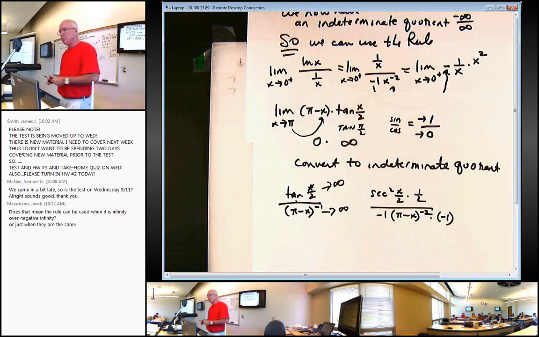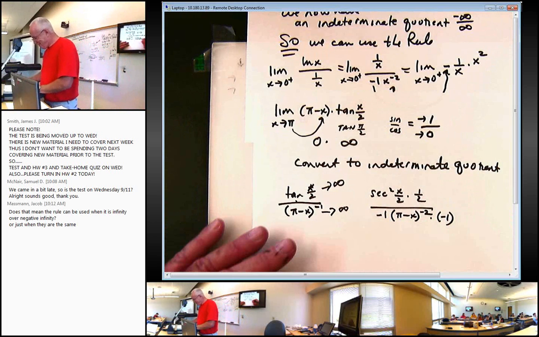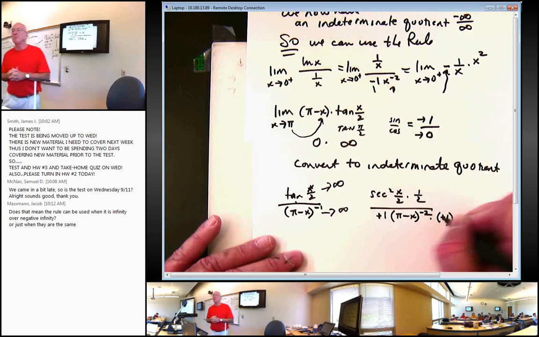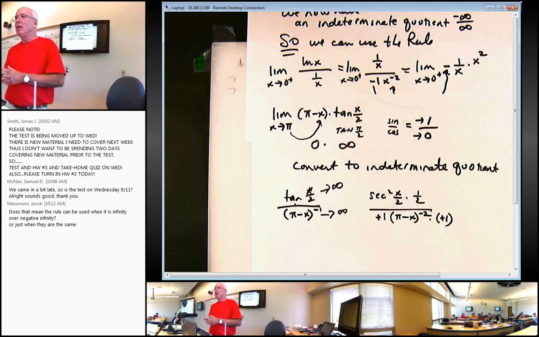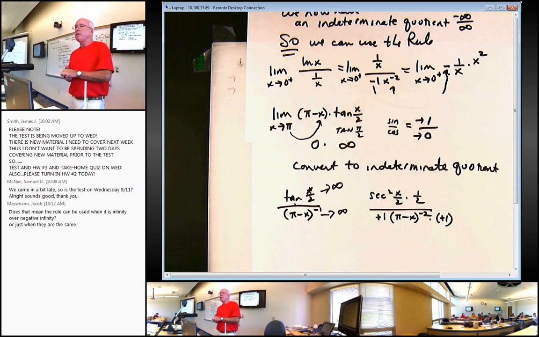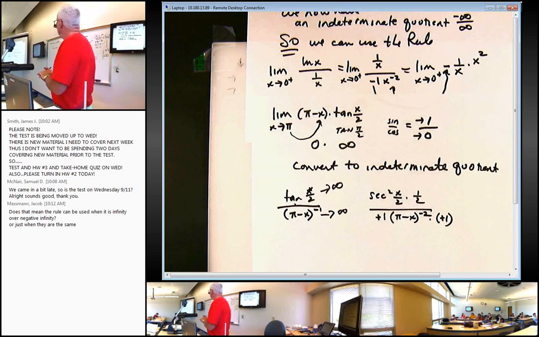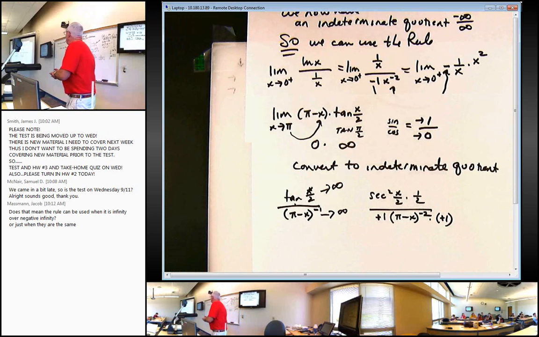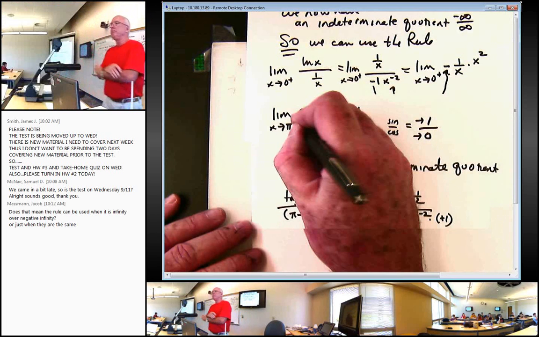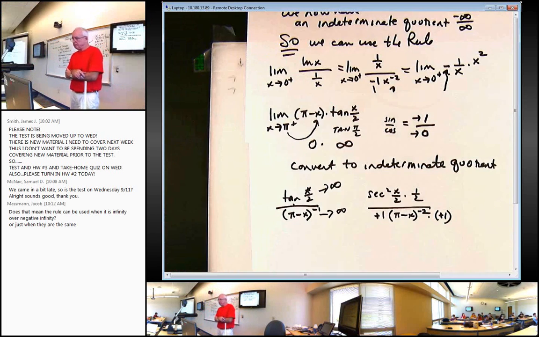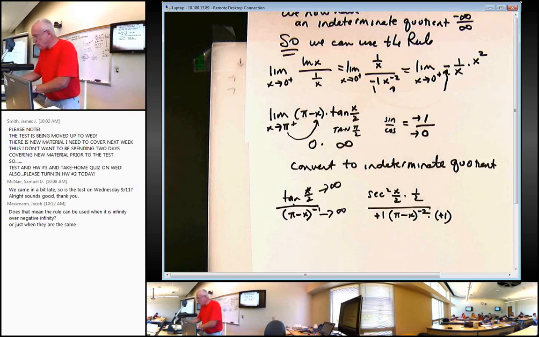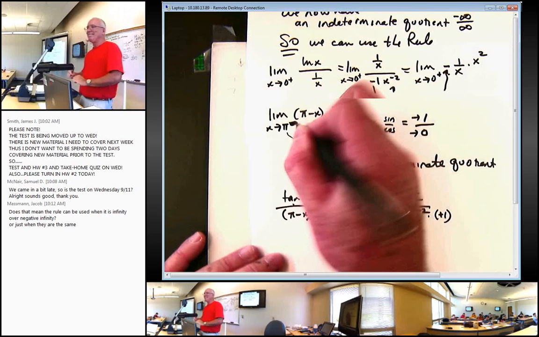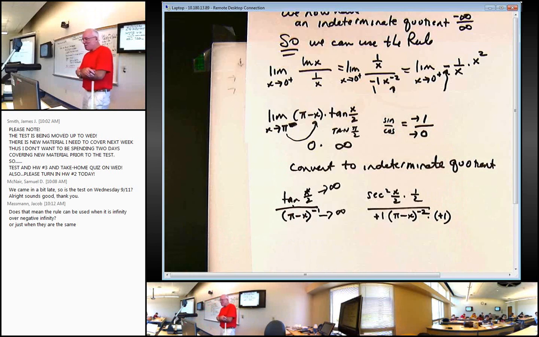Yes? On the sheet, it says that it depends on which side you're approaching from. Absolutely. Whether it has a plus or a minus after the pi over 2. This one, you said it was infinity, but how do we know it's not negative? Okay, I should have put a plus there. Thank you. It says that it, oh, it should have been a minus. Sorry. Okay. Should have been a minus. All right.